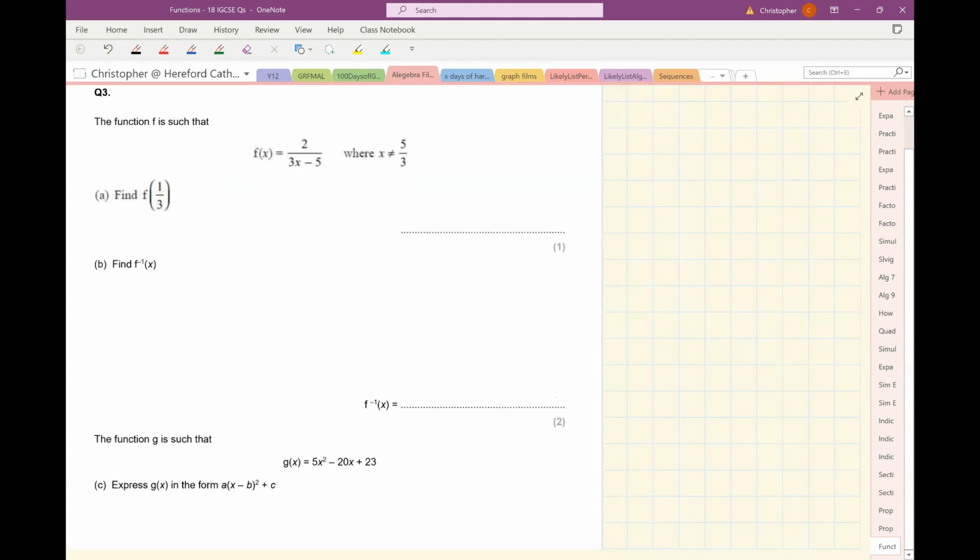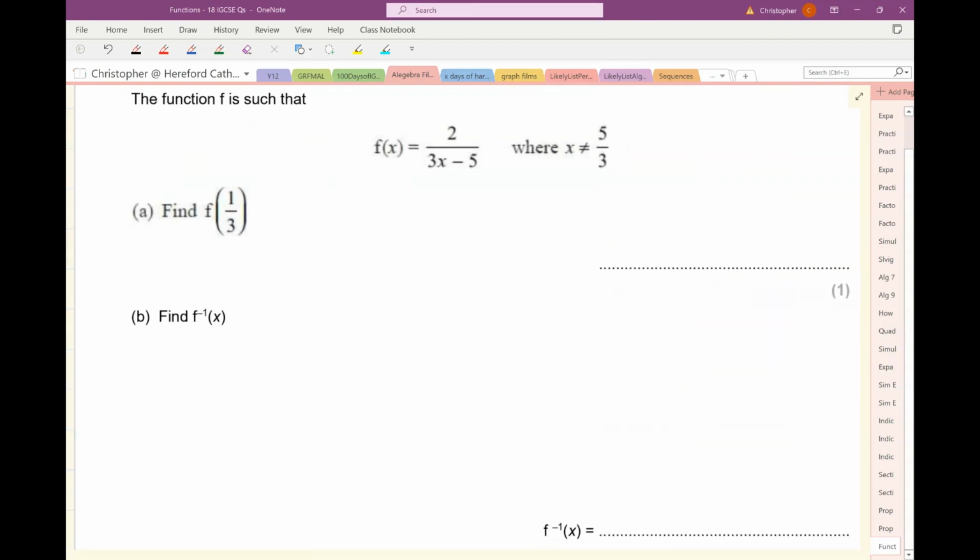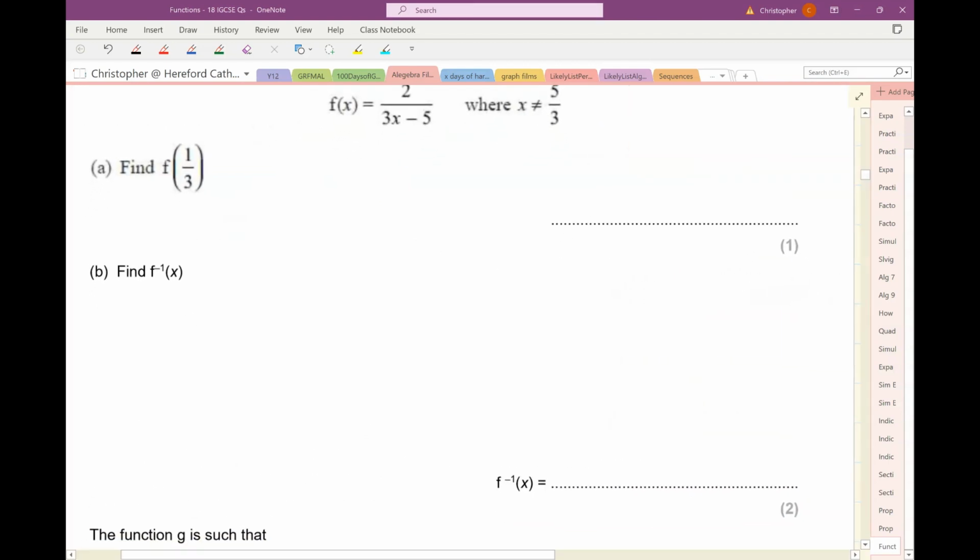Question 3. Right, I've got a function, f, which is defined there, and I'm asked to find f of a third, to evaluate the function when x equals a third. So f of a third will be 2 over 3 times a third minus 5. Well, that's 2 over 1 minus 5, which is 2 over minus 4, which is minus a half.